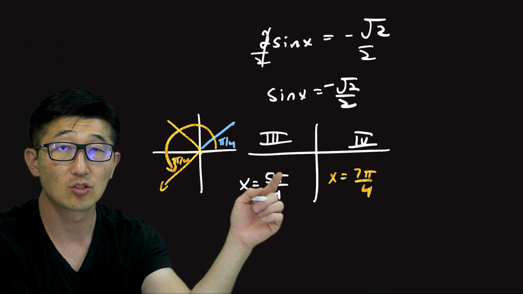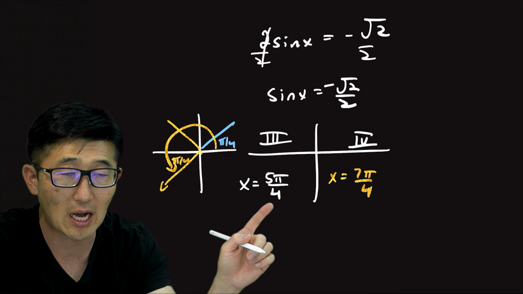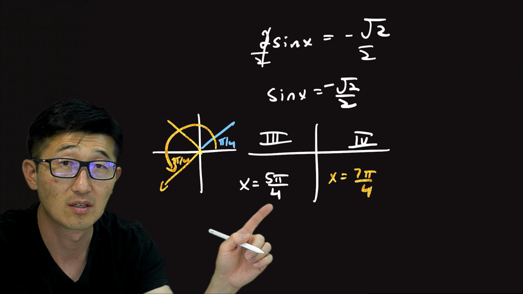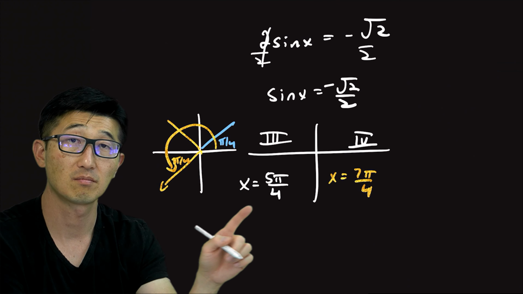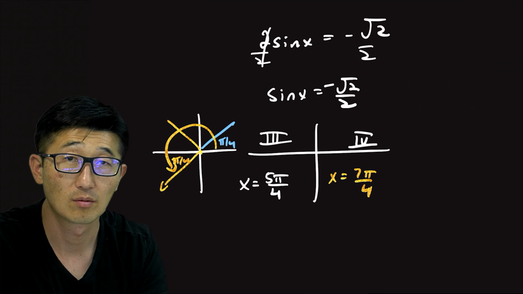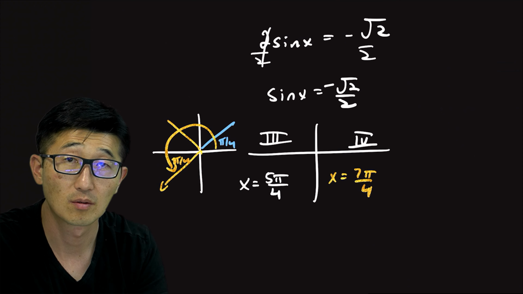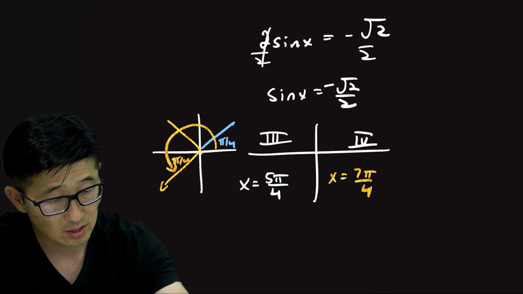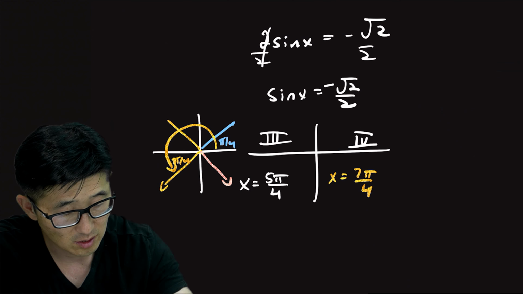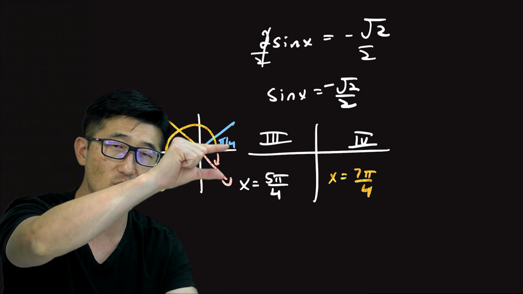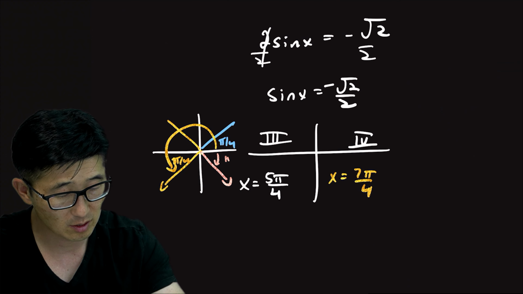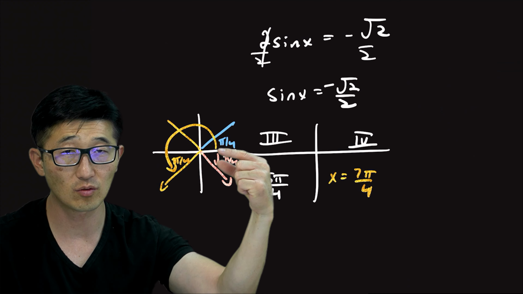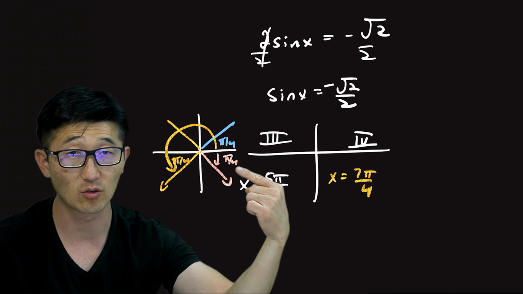So the denominator basically tells you how many sections you need to break up the upper half and the lower half. It would be 7 pi over 4 just because it's the first one that reaches that quadrant, right? Yeah, exactly. But this spacing right here would be pi over what? Pi over 4. So we want that angle to the horizontal line as a reference angle.